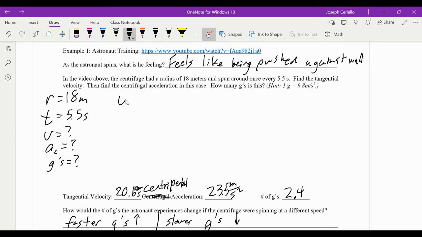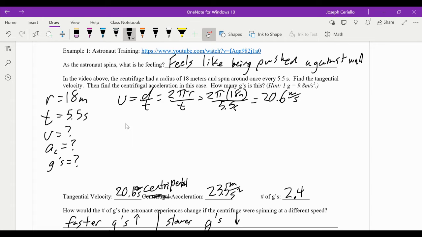So if we use this equation to find tangential velocity, v equals d over t, what's the distance to go around a circle? It's 2 pi r. It's the circumference, 2 pi r over t. So the velocity is, let's see, 2 pi, 18 meters over 5.5 seconds. That ends up being 20.6 meters per second.